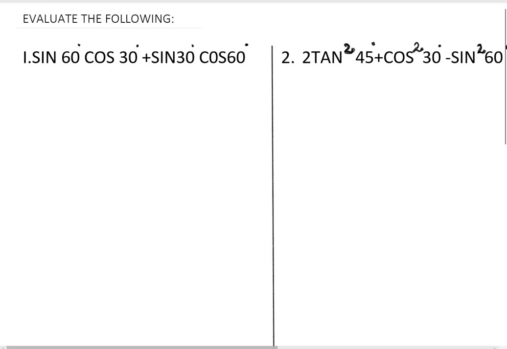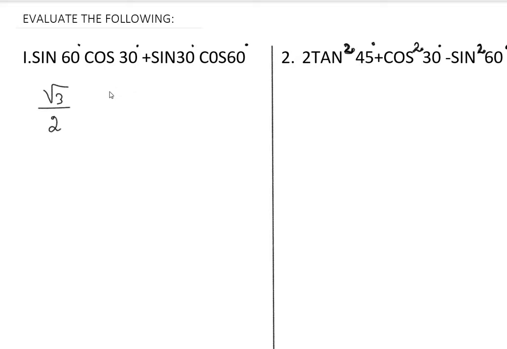Evaluate the following: sin 60 into cos 30 plus sin 30 into cos 60. Okay, we are going to evaluate this first question. What is the value of sin 60? Value of sin 60 is root 3 by 2.